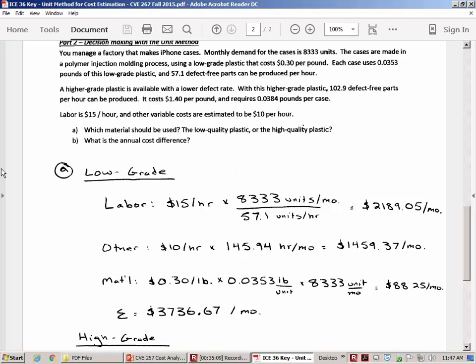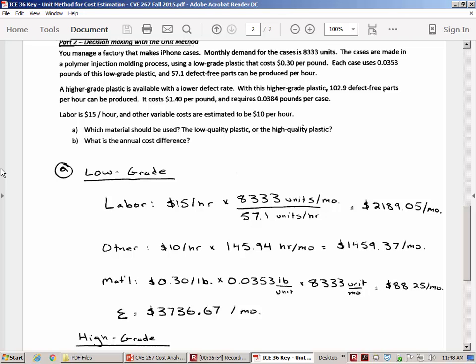The way we find out the number of hours the factory is running is we know the demand is 8,333 units per month, and this is our efficiency factor, the 57.1 units per hour. That's the rate that the machine can turn out the products. I think that works out to 145.94. That's what you get when you divide the 8,333 by 57.1. That's how many hours per month the factory is running. And if we know that the labor cost is $15 per hour, that's where we get this. And then the other costs, it may be the electrical costs. It's probably related somehow to indirect. Then that is the $14.59.